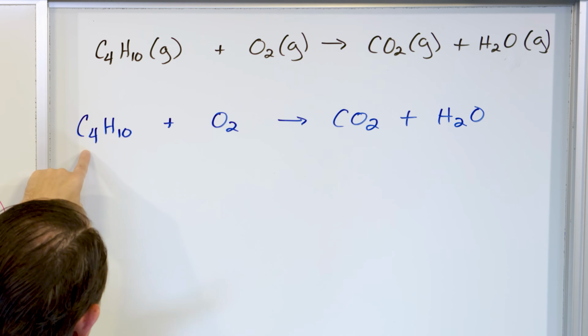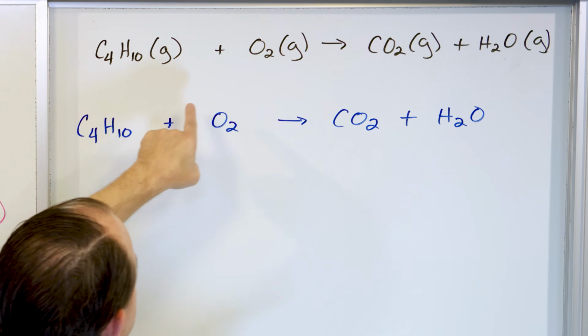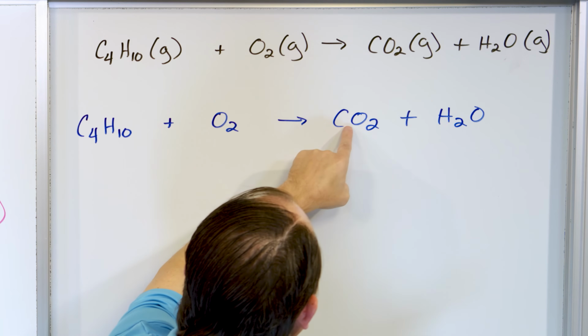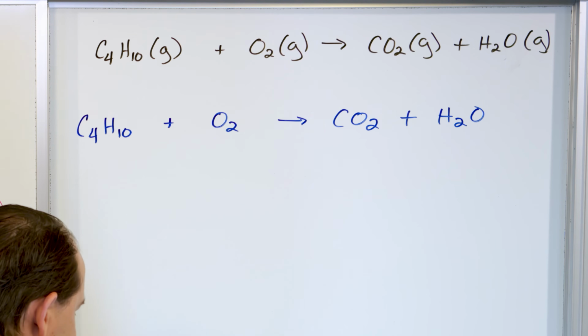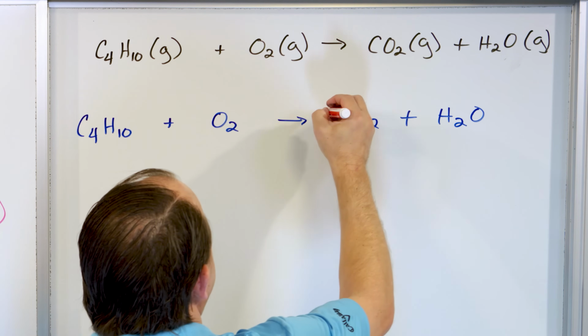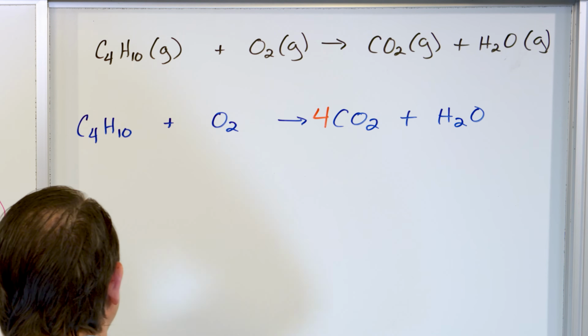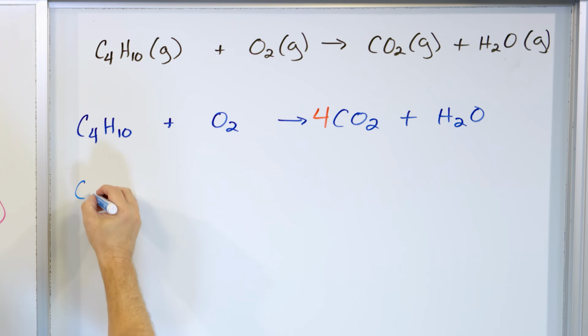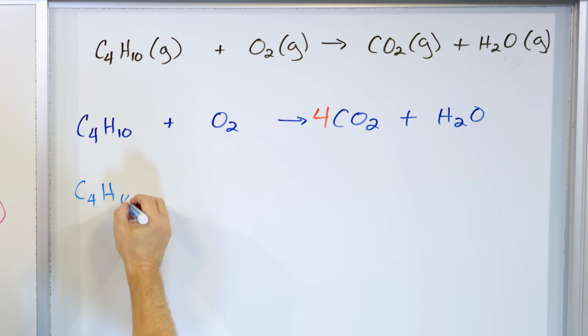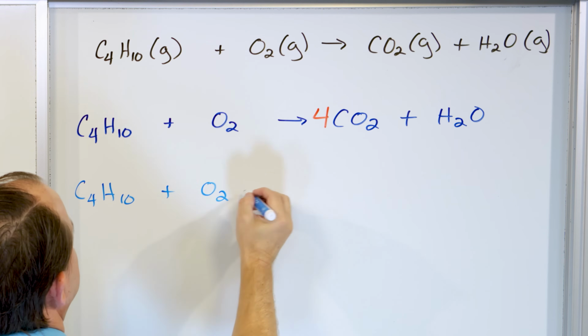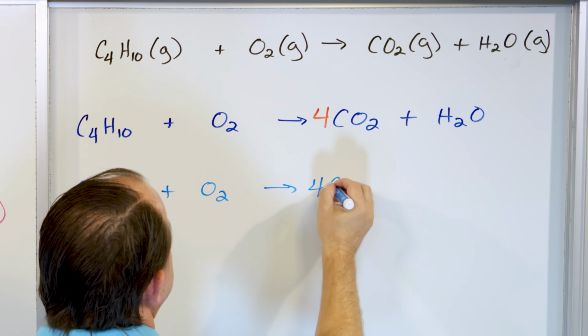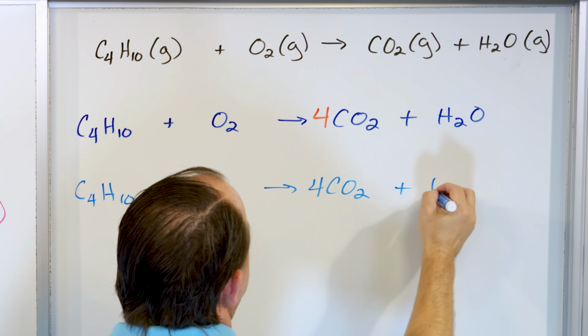We have 4 carbons here, and so we look over here, where's the carbon? It's right here. There's only 1 of them here, and there's 4 of them here, so I need to fix that. So how am I going to fix that? I'm going to put a 4 as a coefficient in front of this. I know it's not balanced still, so let me rewrite it. C4H10, O2, 4 CO2, H2O.